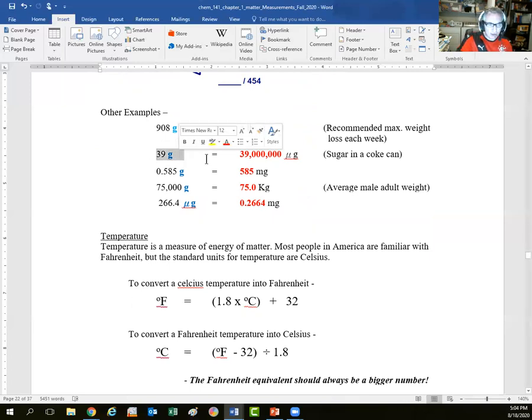39 grams, which is equal to 39 million micrograms, factor of 1,000,000. And that's about the amount of sugar in a soda can. And when you see that being measured out, that is a lot of sugar, I can tell you. 75,000 grams or 75 kilograms, usually about the average mass for a full-grown adult male. So there's our metric system: volume, mass, and distance.